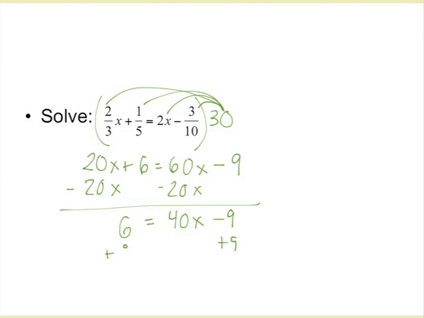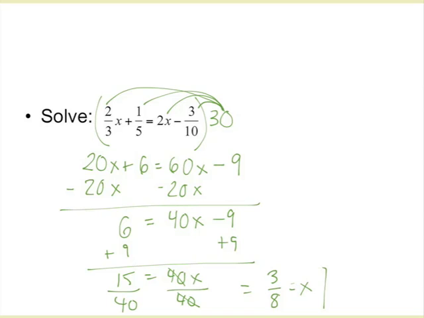Add 9 to both sides. And divide by 40. This does reduce. 15 and 40 both reduce by 5 to leave 3/8. How'd you get the -9 again? -3/10 times 30. So multiply the 3 and the 30 gives 90, and divide by the 10 gives 9.